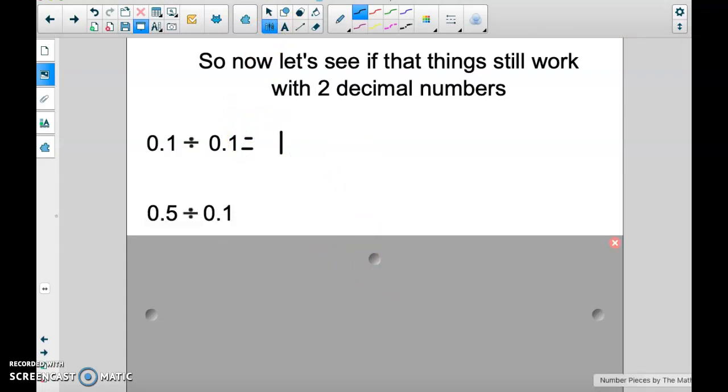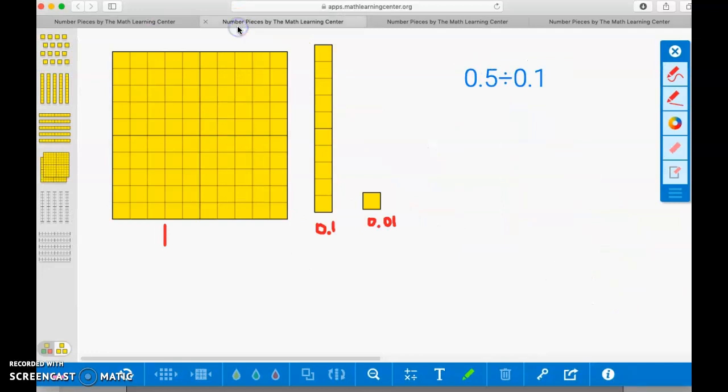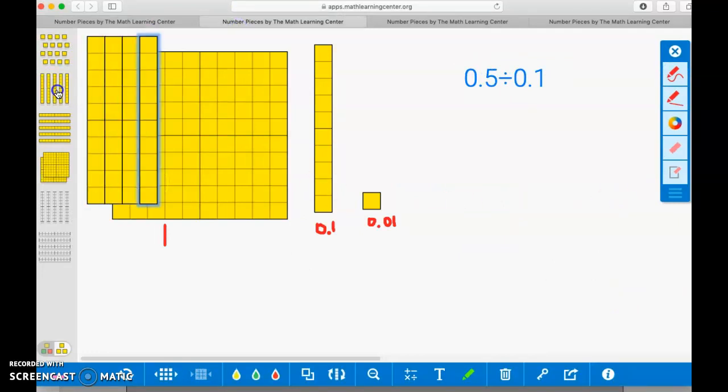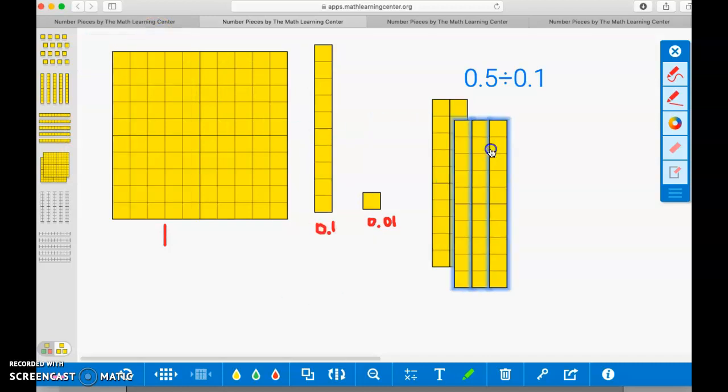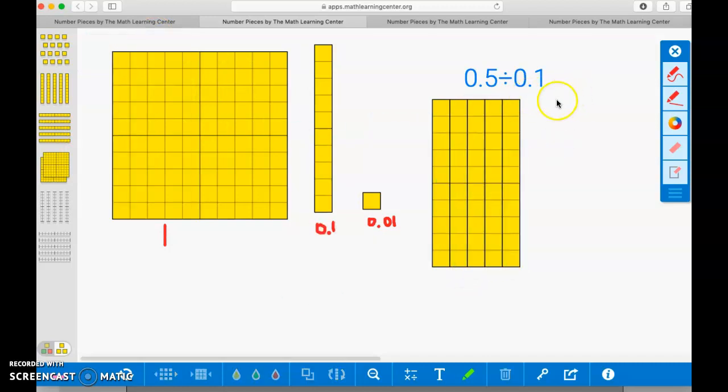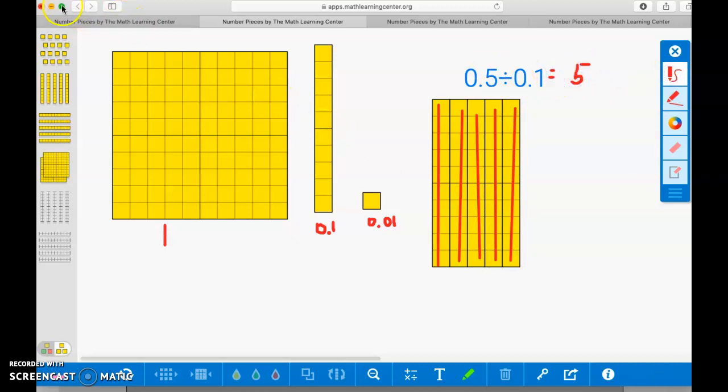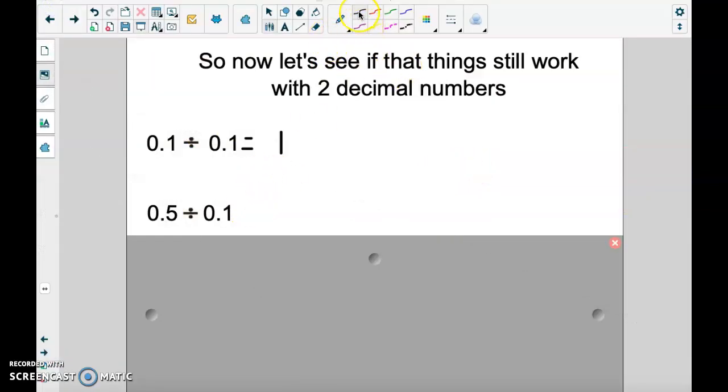Okay? Now if I look at 0 and 5/10 divided by 0 and 1/10, I start out with 5 of these things. Okay? Now how many groups of 1/10 are there? Well, there's 1 here, there's 2, 3, 4, 5. So the answer here would be 5. I wonder if you see that pattern, if it's continuing or not. So our answer here would be 5.